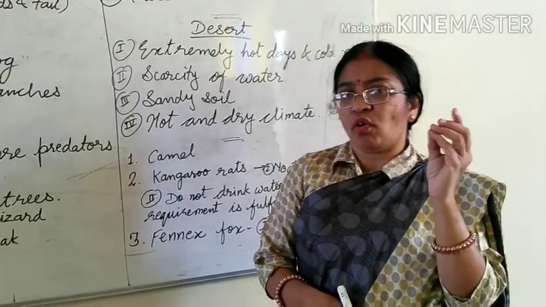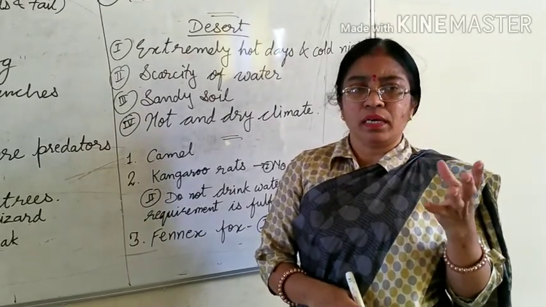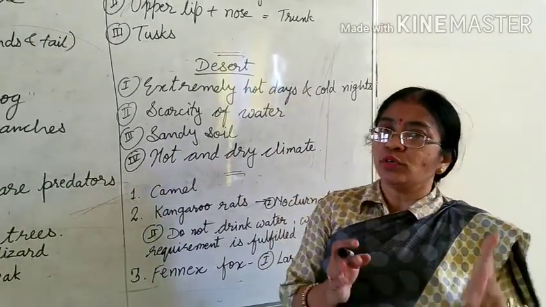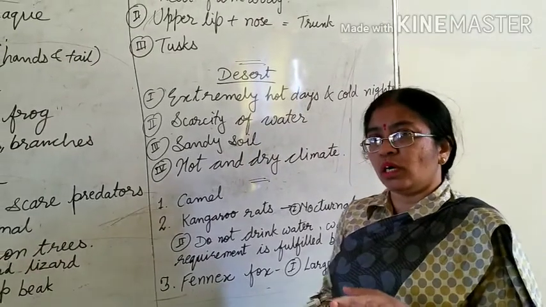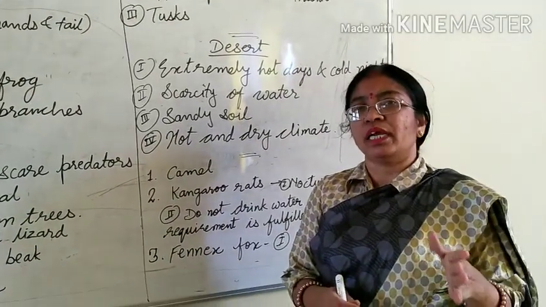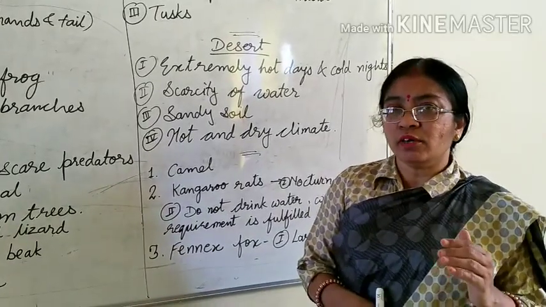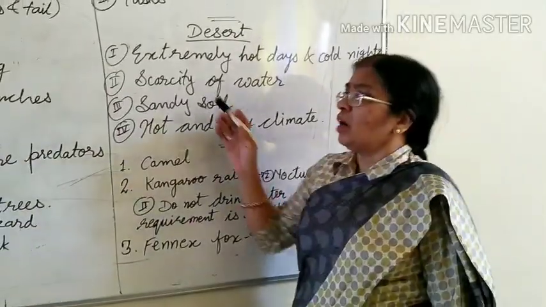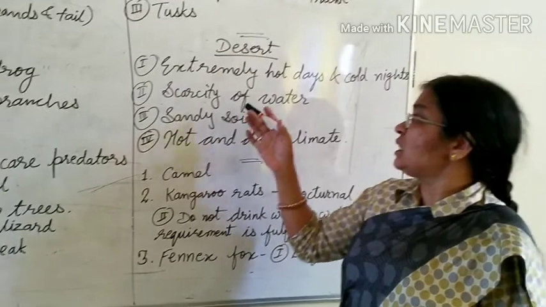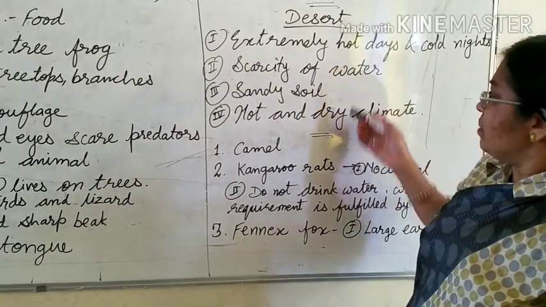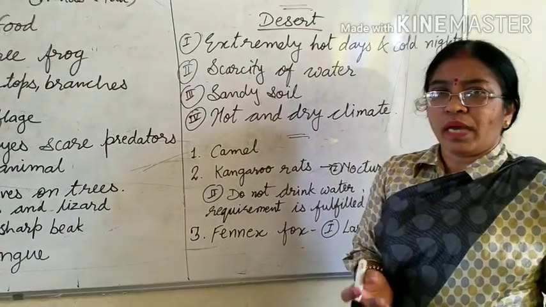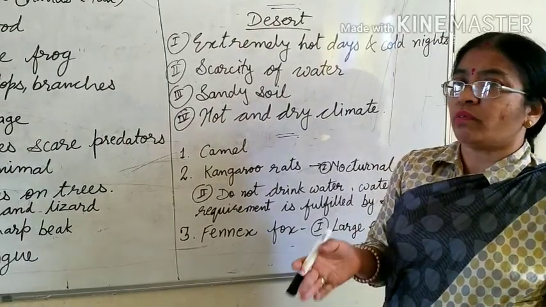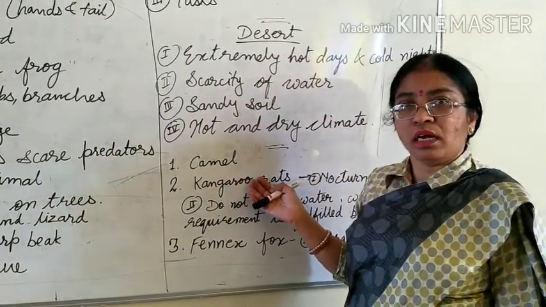One specific feature of sandy soil is that it will become hot soon and it will become cool again easily. So during night times when the sandy soil cools down and there is no sunlight, at that time the nights will be very cold. So deserts have extremely hot days and extremely cold nights. All of you know that there is a lack of water, scarcity of water. So these animals have some specific features in their body to survive in such adverse conditions of the climate.